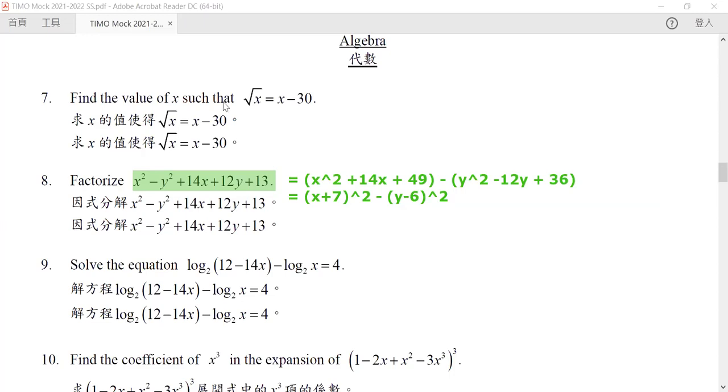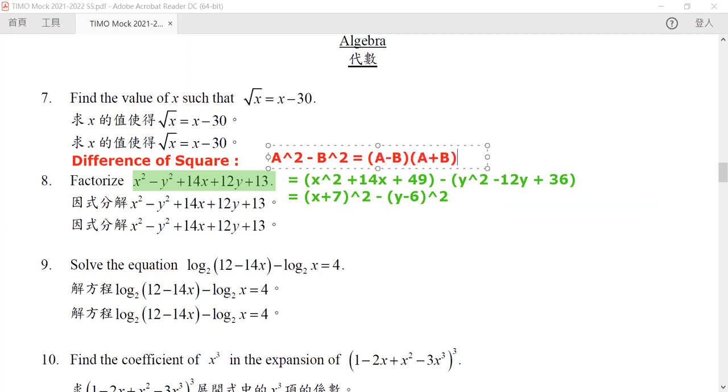Okay, so we are almost done. The only thing left is we need to know the difference of the square. Now, what I mean is that a squared minus b squared can always be written as a minus b times a plus b. So in here, we call x plus 7 our a and y minus 6 our b. So we can rewrite our equation.